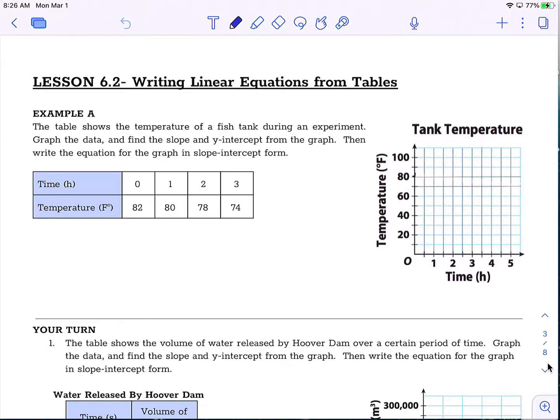Example A says the table shows the temperature of a fish tank during an experiment. Graph the data and then find the slope and the y-intercept from the graph. Then write the equation for the graph in slope-intercept form. So we're going to take this data and put it into the table.